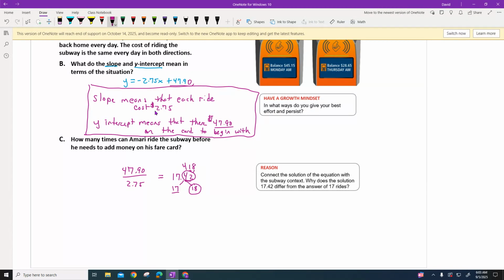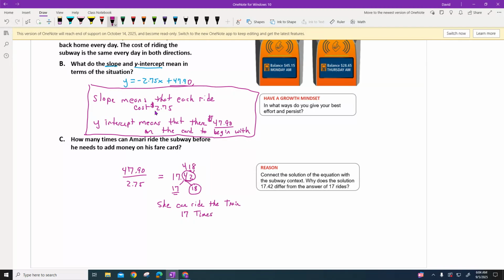So now we have to say, you know what, we're going to round down. We're still going to have some money on our card because it's a 0.42, but I have to round it down. So you need to say she can ride, I don't know, what is it, a tram? I can't even remember. A train? She can ride the train, I think it's a train, 17 times.